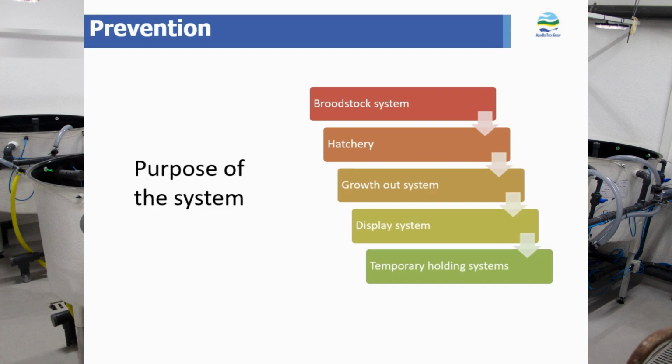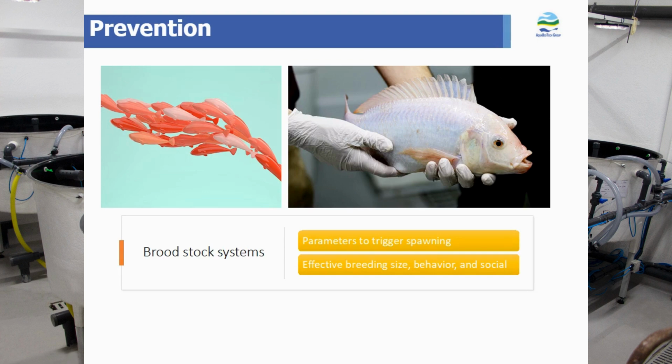In some facilities, the purpose of the system is only one. In other type of facilities, could be multiple. In this slide, I'm showing you the different purposes that I will explain quickly one by one in the next slides. Broodstock system, hatchery, grow-out system, display system, and temporarily holding systems. So we start with broodstock systems.